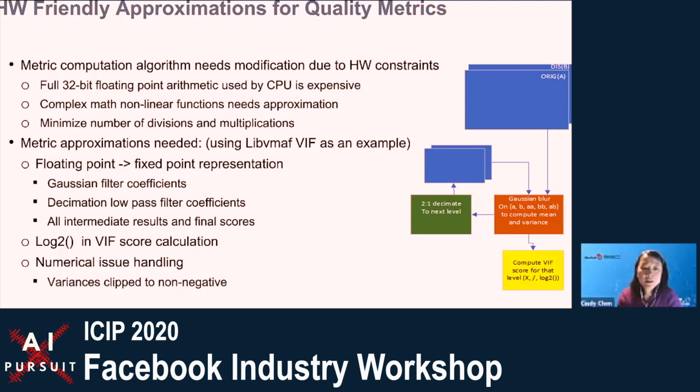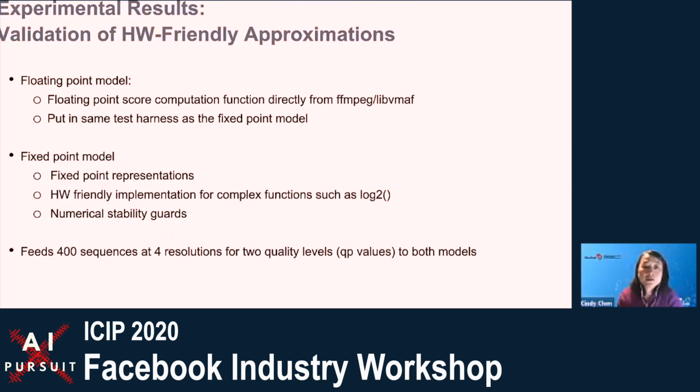for the next scale. So to do this in hardware, we propose to use fixed point representations everywhere floating point is needed. This includes the Gaussian filter coefficients, the low-pass filter used in decimation, and all intermediate results and final scores. A hardware-friendly approximation is needed also for the base 2 log computation. All these approaches will cause some precision loss, which means numerical issues would be more likely to arise, and we need to handle them appropriately, such as clipping the variances to non-negative. Next slide, please.